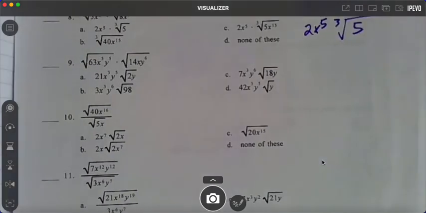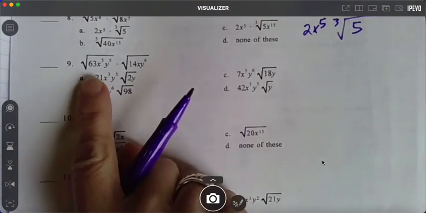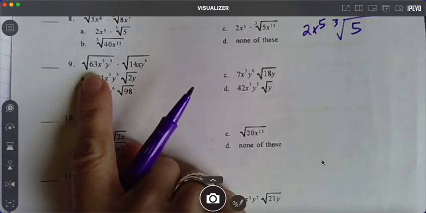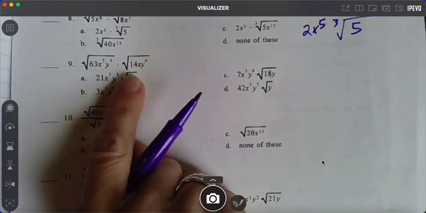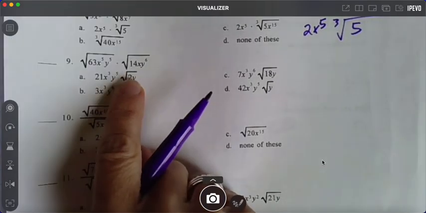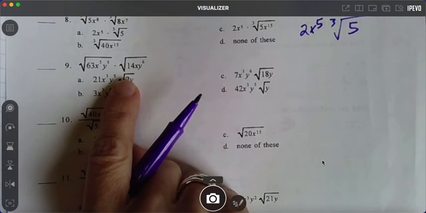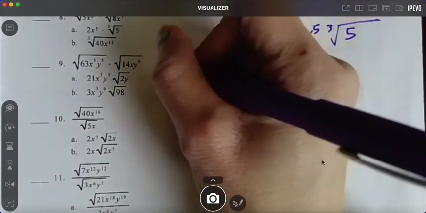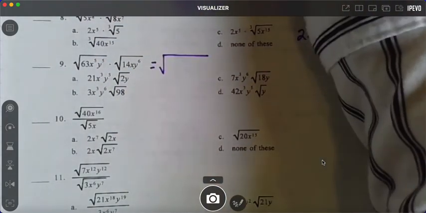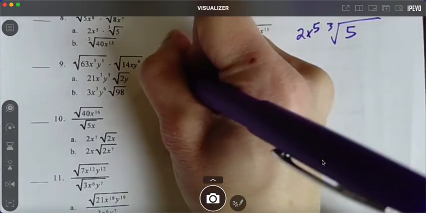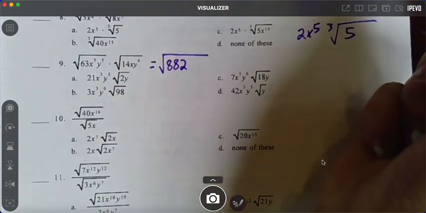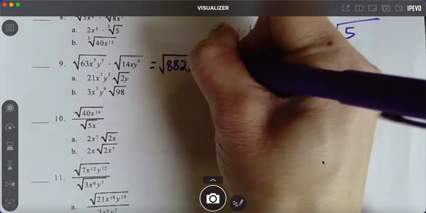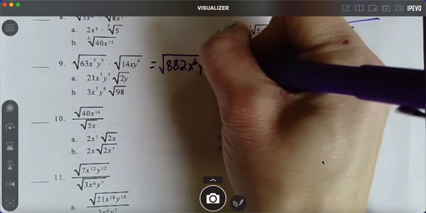Number 9. Those don't have perfect squares in them, so I'm going to have to what? Multiply them, okay? And I can tell, y'all look, I have a 7 and a 9 and another 7, right? So I can kind of tell that it might be like 49 or 9, or some of those might be my perfect square. If you don't know it, that's fine. So I'm going to multiply them, and I get the square root of 882. I'm betting that's not a perfect square. And then how many x's do I have? 6. And how many y's? 11.